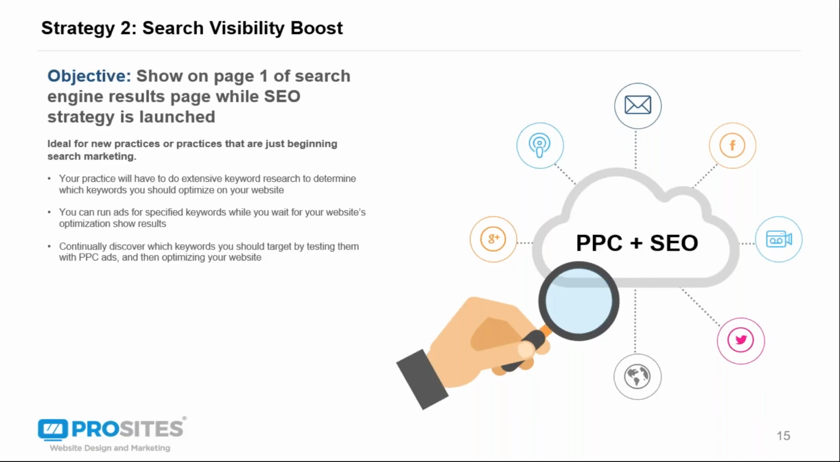Then you can shift your focus through PPC and target a new set of keywords. Let's say, for example, while you're optimizing your website for dental implants, you can start targeting more toward dental implants, and you'll have visibility for those keywords as your website's being optimized for dental implants to show organically.